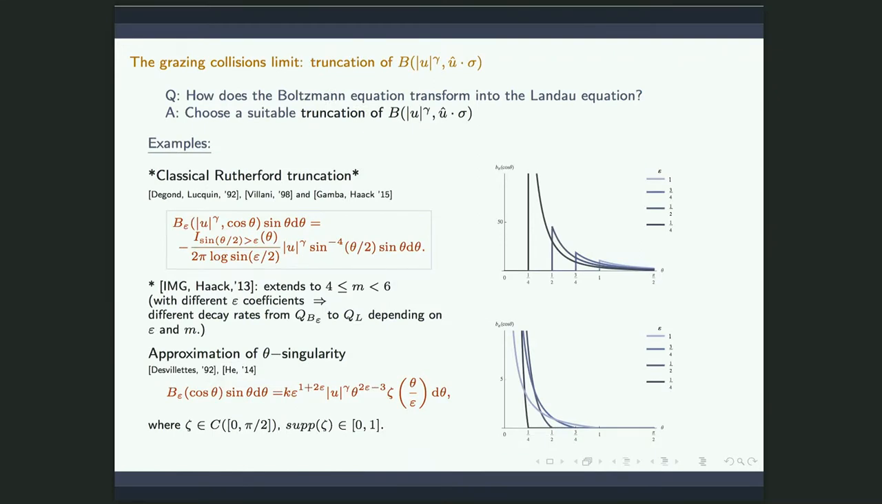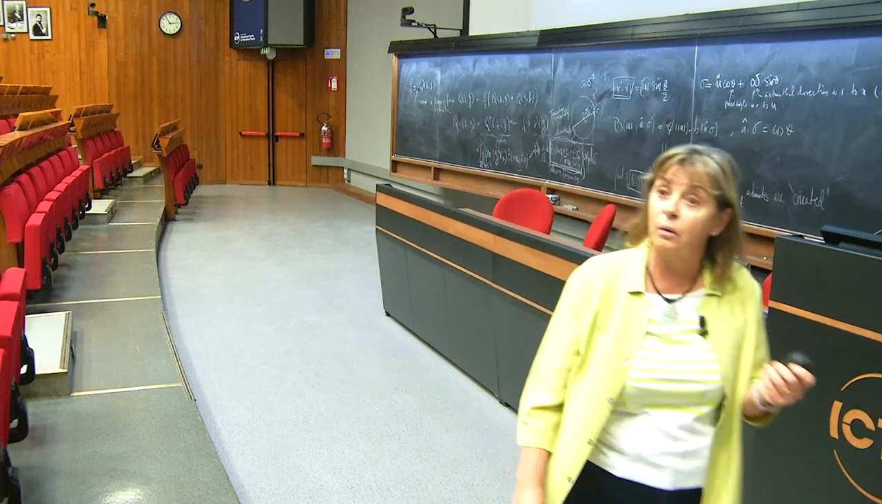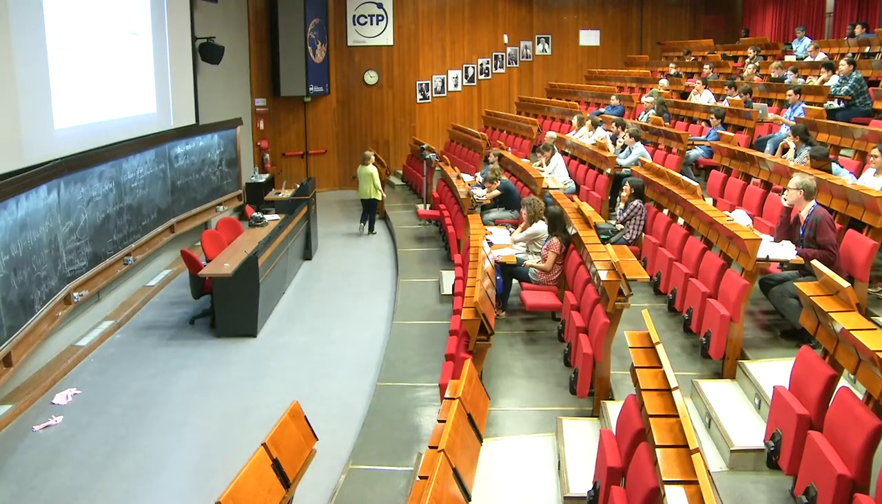So, different collision cross-sections. The classical Rutherford is exactly what I wrote for you here. And I'm going to show you the slides very fast now. You can keep them later on. So that is the Rutherford, right? But it turns out that physicists, when they want to compute Landau and use their Monte Carlo codes, said that computing Landau with the Rutherford potential takes forever, whatever that meant.